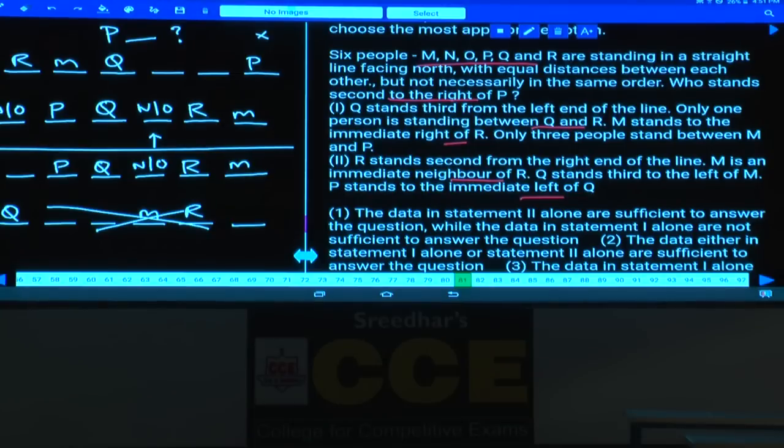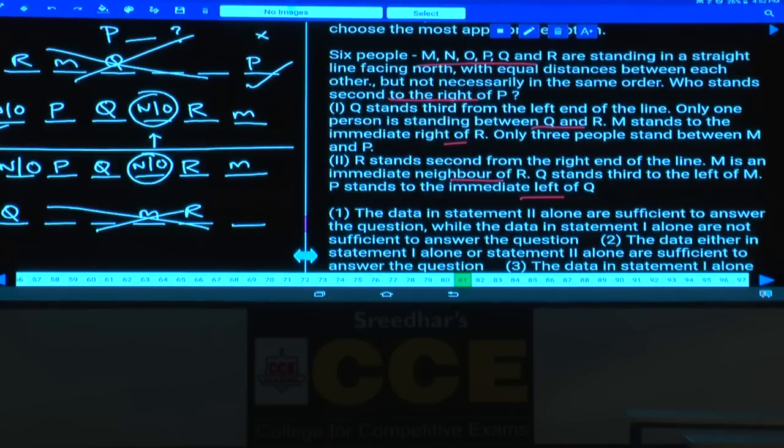Then by combining these two. If you combine these two, R is seated second from the right end of the row, isn't it? As R is seated second from the right end of the row, this case is ruled out. Now we are left with only one case. Now if you combine these two, they are one and the same, isn't it? As these two are one and the same, tell me who is seated second to the right of P? Either N or O seated second to the right of P. By combining these two statements also, we cannot determine the person who is seated second to the right of P. Then what is your answer here?